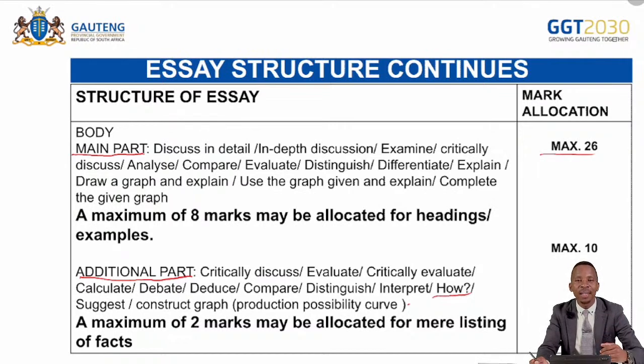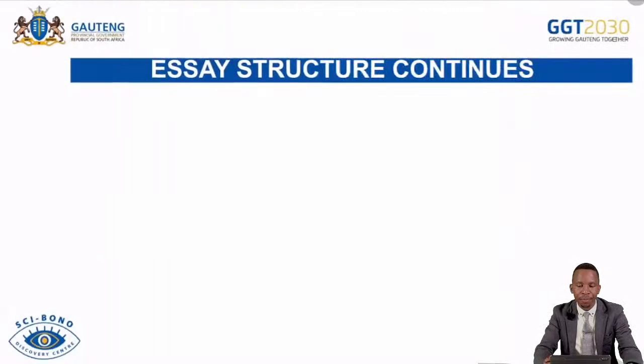You need to understand the content, relate the question to the particular content, then answer the question, ensuring that you provide answers accordingly. If you only list, you can get a maximum of 2 marks. So the additional part will give you about 10 marks in your essay.